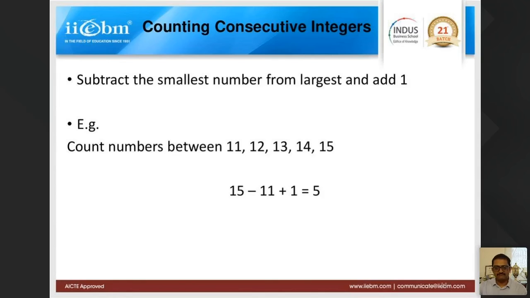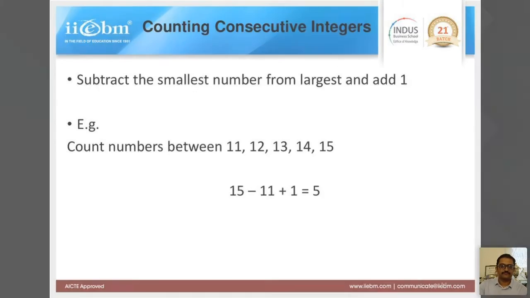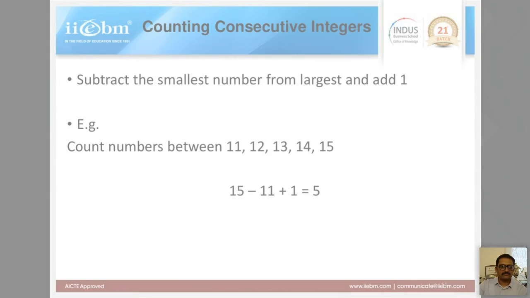Same way, we can count numbers between 11 to 19. So what we have to do? 19 minus 11, it will give me 8, plus 1 will give me 9. So if you actually try to calculate that, 11 to 19, we have 1, 2, 3, 4, 5, 6, 7, 8, and 9 numbers. How we calculated that? 19 minus 11 will give me 8. 8 plus 1 will give me 9. So these are the 9 numbers.